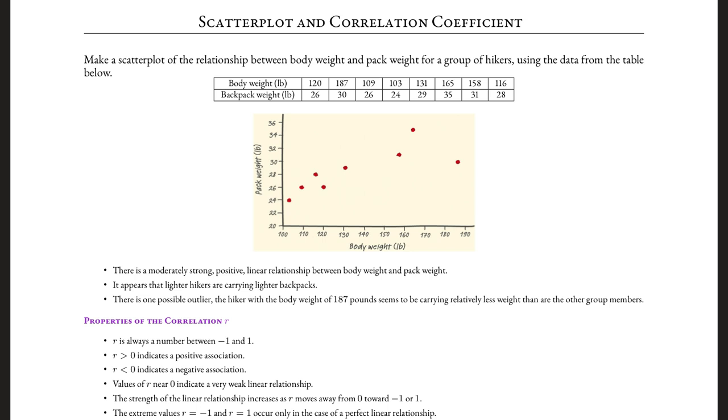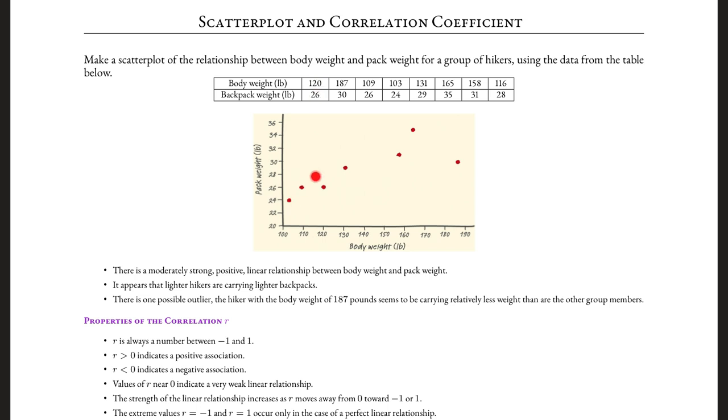For example, for the first individual, their body weight is 120 pounds and they carry a backpack that weighs 26 pounds. For the second individual, their body weight is 187 pounds and they carry a backpack weighing 30 pounds. So the backpack weight corresponds to the body weight. We have a scatter plot that displays the data, or in this case, the two quantitative variables.